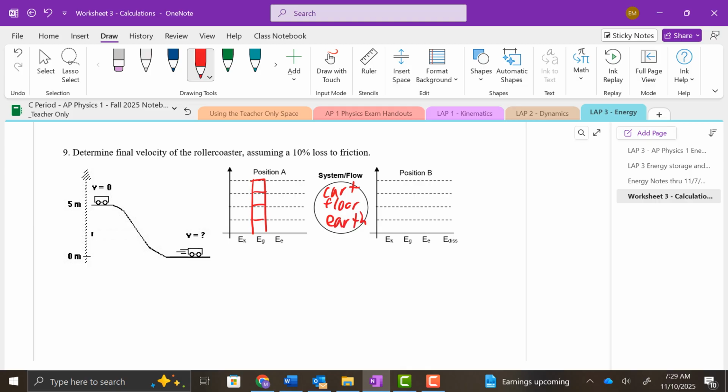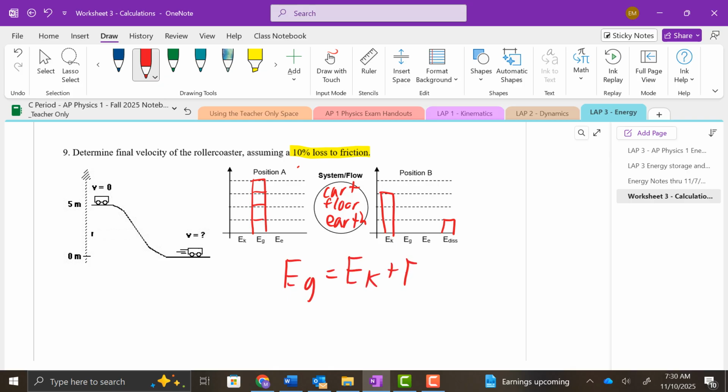At the bottom here, I am moving, but I also have friction. And so let me just put like 3 here and then 1 here. They give me some information that I normally don't get, that 10% is lost to friction. And so I get EG is equal to EK plus EDIS.